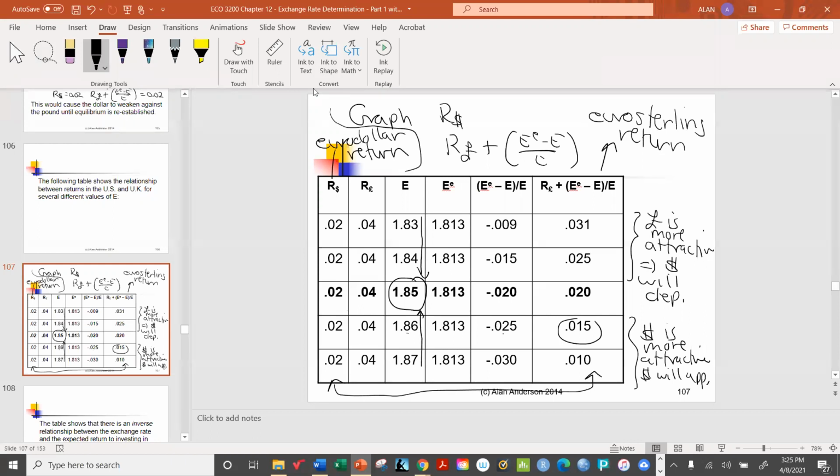And then all the rest of these are just intermediate calculations. The columns that really matter are these two. In fact, why don't I highlight these so we can see them? A little bit clearer. And so this is what investors are looking at in the marketplace.